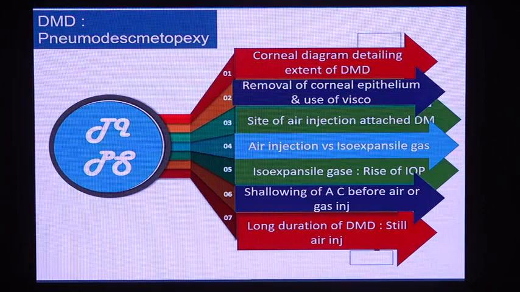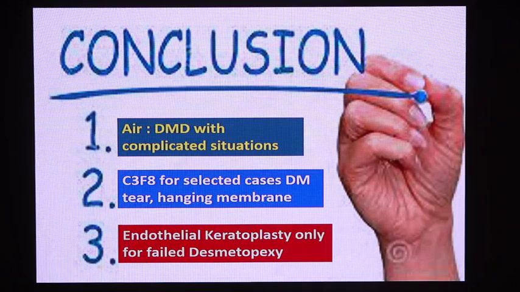So in the end, I would like to say that pneumodescemetopexy is effective in most of the cases. You use gas only when there is a chronic case or it fails. And I would like to say that we should consider endothelial keratoplasty only once the air injection has failed. So in the end, air DMD, even in complicated situations, works. Gas should be selected for these complicated cases and endothelial keratoplasty only if it is a failed descemetopexy.